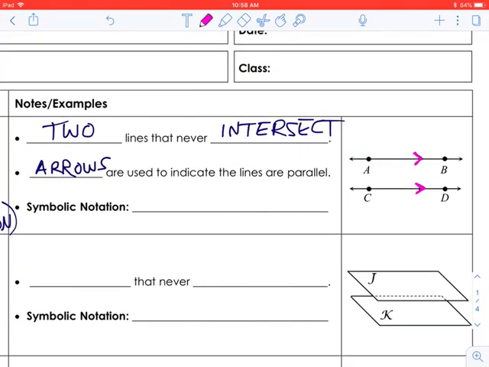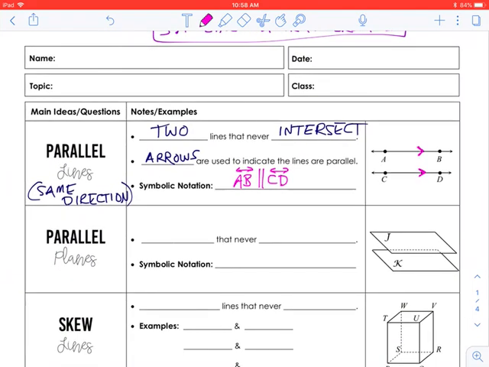So if you see arrows on two lines, that means they are indeed parallel. So the symbol notation is AB is parallel to CD. So parallel is just two lines like that. And those could be lines, those could be segments, any way you look at it.